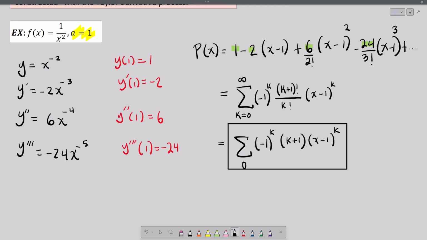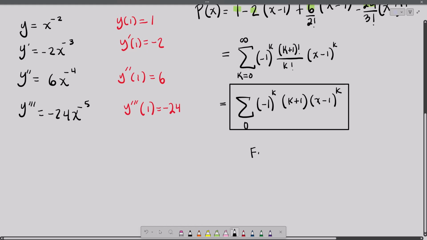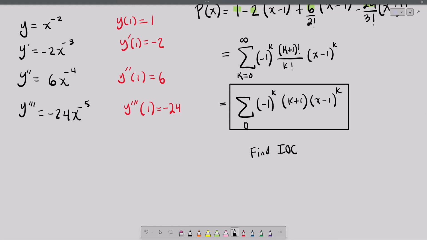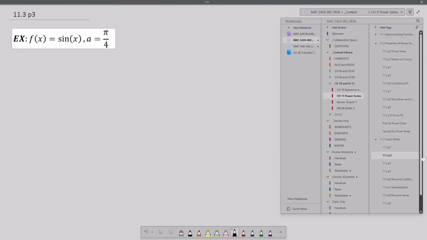And now we would have to find the IOC. You would do that with the ratio test. We don't want to do that right now. We have bigger fish to fry. But this would be good practice to make sure you can do it. And using the ratio test will make the most sense here. There is a power on the outside, but if you did use the root test, you'd have to take the kth root of k plus 1, which might get a little squirrely. Ratio test will work really quickly, though. All right. Let's take a look at another one.